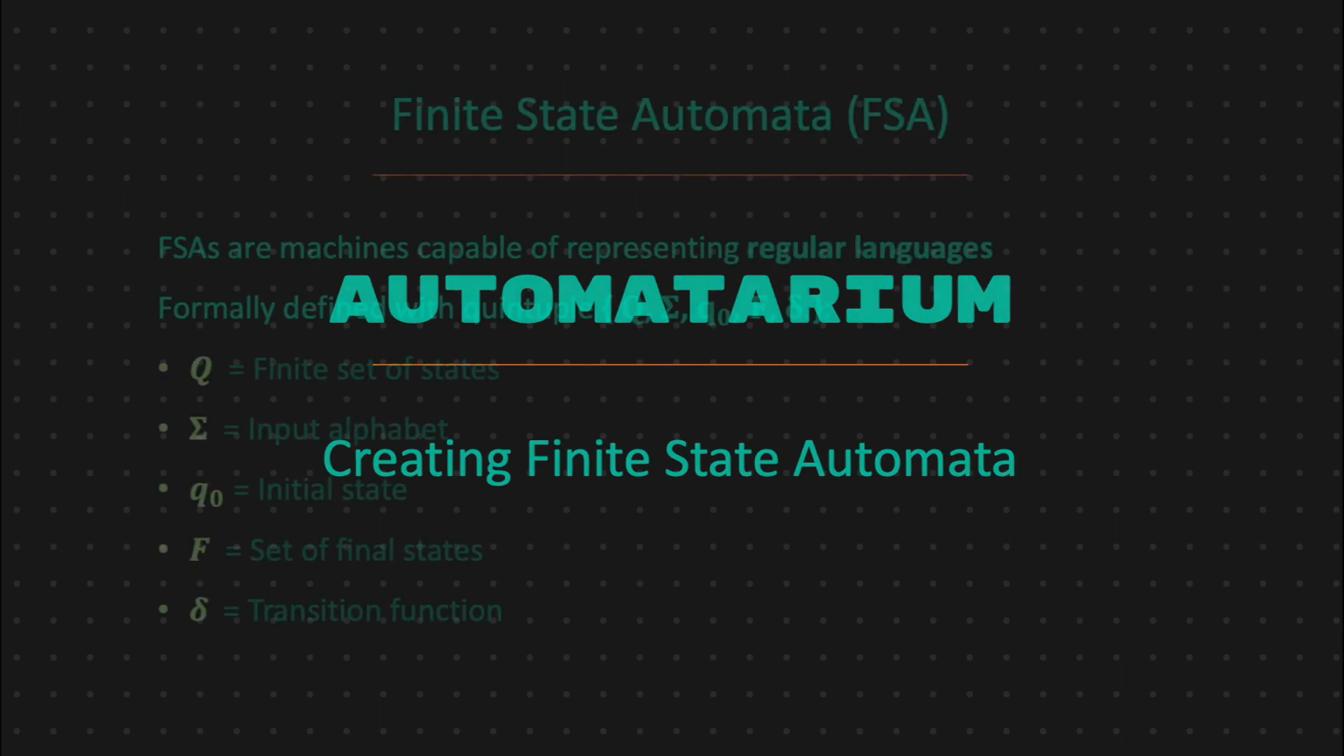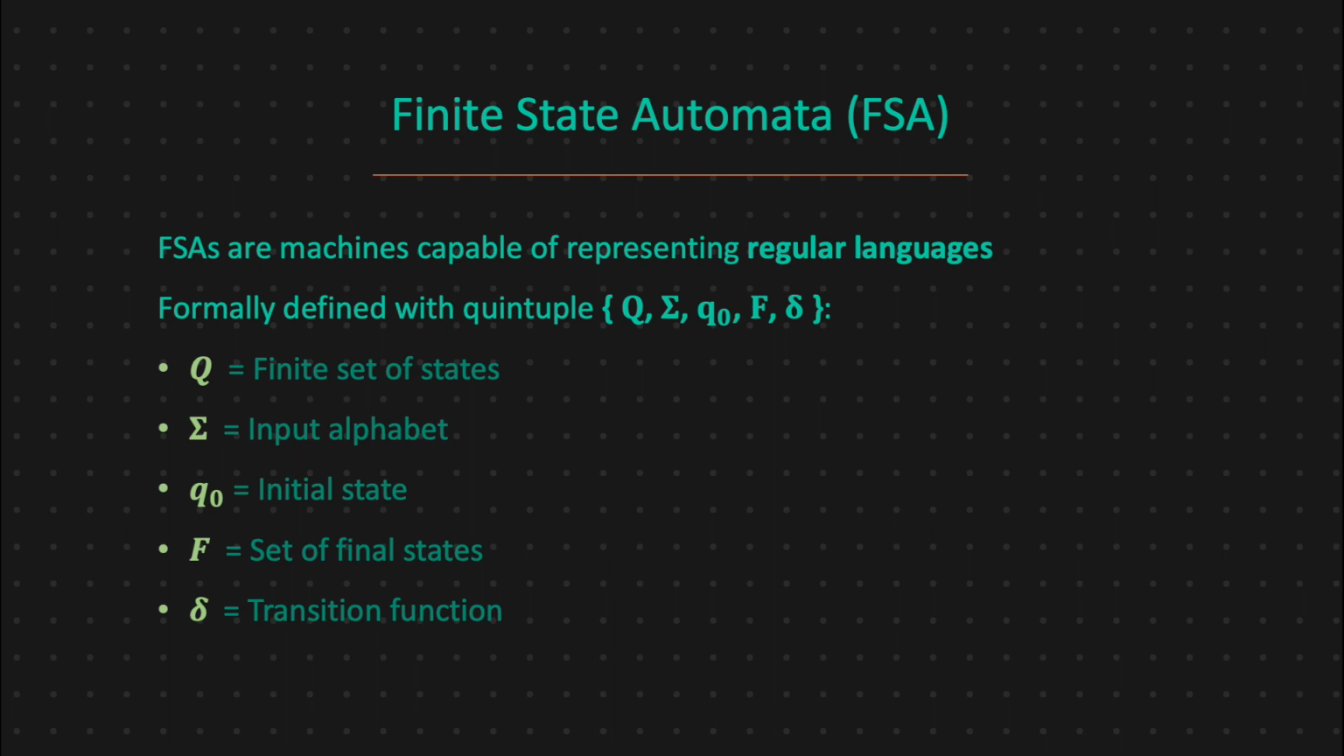Let's get started. A finite state automaton, or FSA, is a computational model that can represent regular languages. It consists of a set of states, a set of input symbols, and transitions between states. When you feed a string into an FSA, it moves from state to state based on its transitions and eventually decides if the string belongs to the language it represents. Let's try building an FSA for the set of all strings that start with A and end with B.